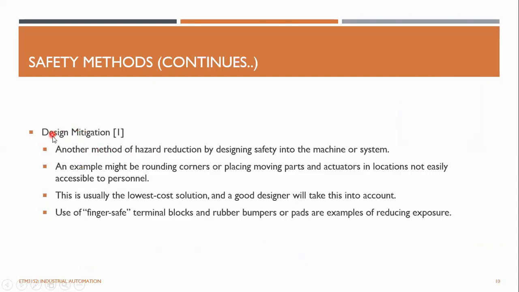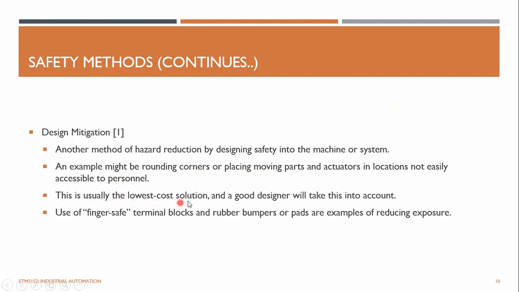And the final way of implementing the safety is design mitigation. So you can design your system by itself, avoiding hazard situations. One example is rounding corners or placing moving parts and actuators in locations not easily accessible to personnel, which means when you're designing your automated system, you can put these moving parts in a place where it is not easily accessible for people.